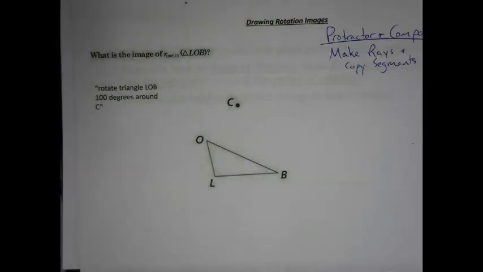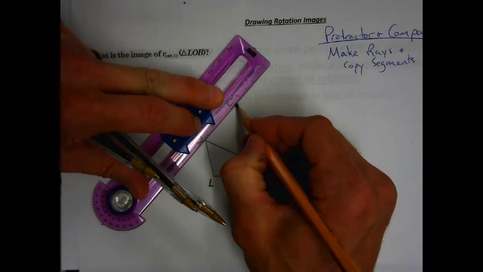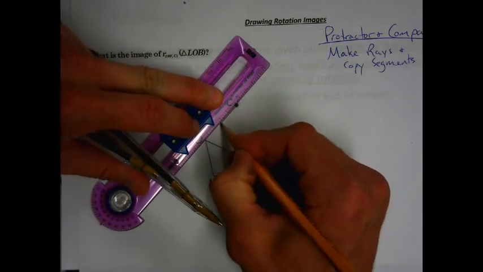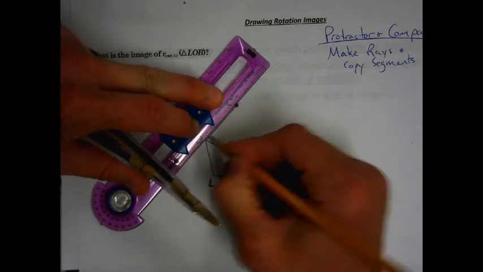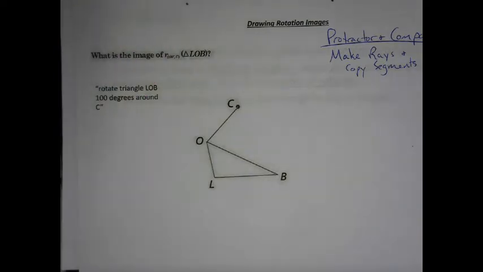So the first thing I'm going to do is make a segment from C to O, and I have this distance now from C to O. And now what we're going to do is measure 100 degrees with our protractor. So how does that work? How are we going to measure 100 degrees?